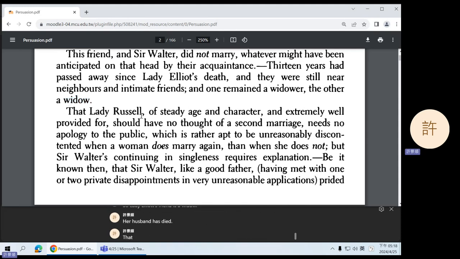That Lady Russell, so this is the name of her friend, Lady Russell, also a lady, right? 还是贵族, of steady age and character. This is kind of funny. Steady character, 个性稳重, very good. Steady age. How do you keep a steady age? So this is not talking about the number of her age, right? This is talking about her maturity, 成熟程度.